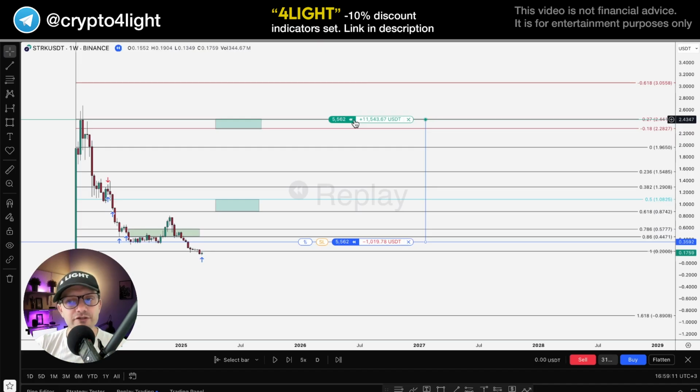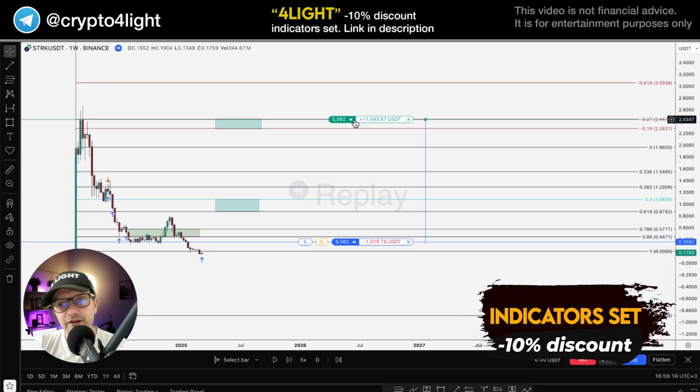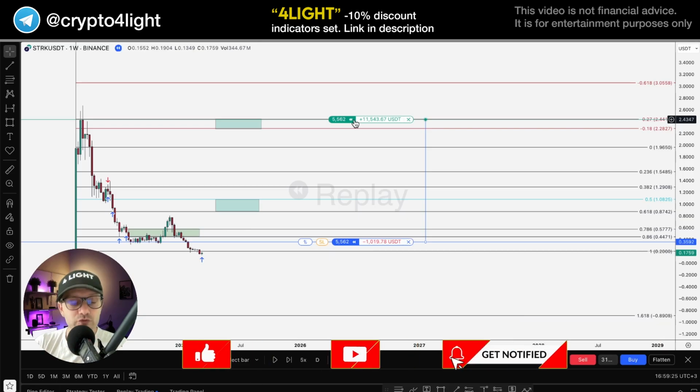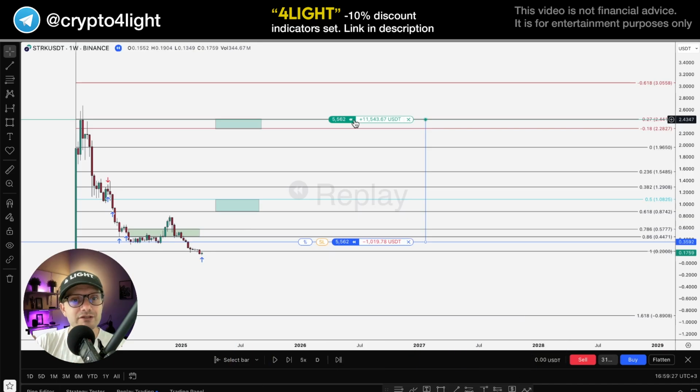So DCA strategy is not a magic pill. It's not save you the money. It's not save you your deposit from the drops. If you use the DCA randomly, you have to use it properly. And I highly recommend you guys use my indicator set because it gives you a lot of additional data to take an action, take a decision.